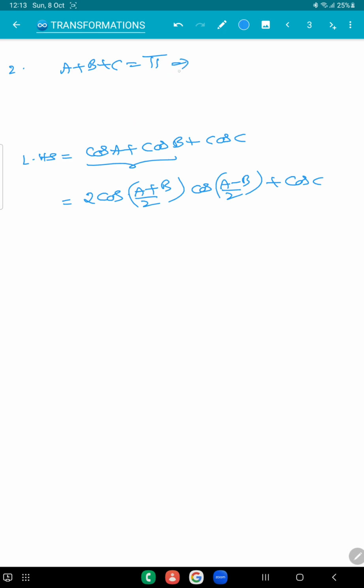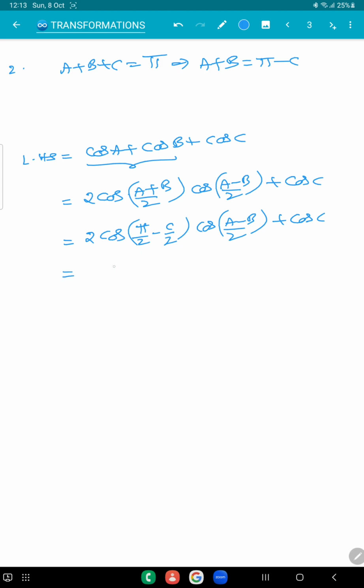So (A plus B) by 2: from this one we can write A plus B is equal to pi minus C. That implies 2 into cos of, what is (A plus B) by 2? Pi by 2 minus C by 2, cos of (A minus B) by 2 plus cos C. What is cos (pi by 2 minus theta)? Sin theta. So 2 sin C by 2. We should be careful about this step. Here, since we have sin C by 2, we have to write cos C in terms of sine square. So cos C is equal to 1 minus 2 sine square C by 2.